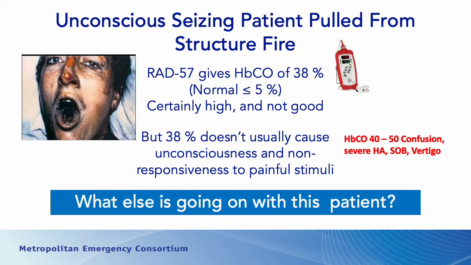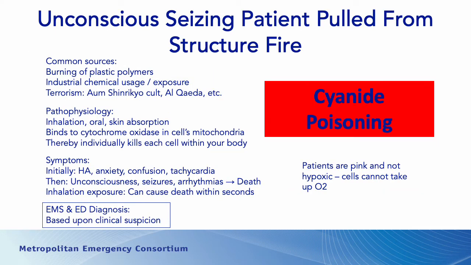So what else do you think is going on with the patient? Well, it's kind of a loaded question because this is a discussion about cyanide. This patient should be considered to be cyanide toxic. So for us in our practices, the most common source of cyanide poisoning is going to be burning of plastics and other combustible items that result in products of combustion that include cyanide. That is going to be our number one potential source.